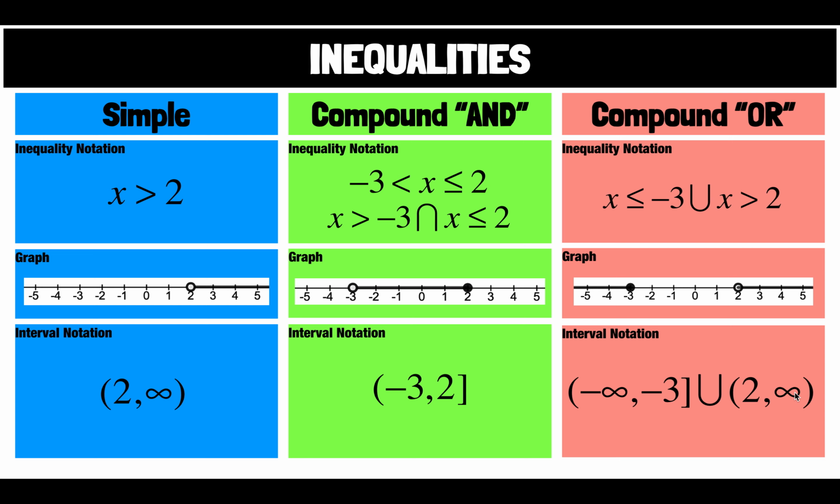So these are the 3 different types of inequalities we're going to be working on this week: simple inequalities, compound and, and compound or. You can put them on number lines, and you can also write them using interval notation, which is using brackets for inclusive and parentheses for not inclusive.